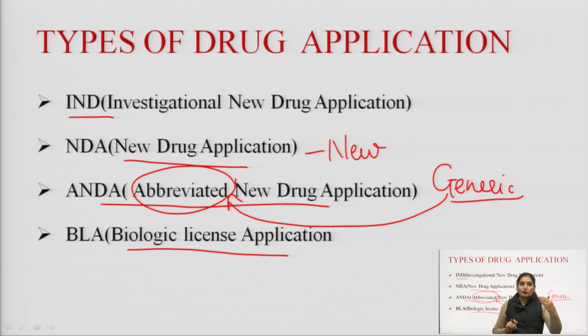Okay. So, there are 4 different types of application: IND, NDA, ANDA and BLA. The purpose of IND is to get the permission for the conduction of clinical trial. The purpose of NDA is to get the permission to launch the drug in the market. Purpose of ANDA is what? To get the permission to launch the generic drug product into the market. Okay.